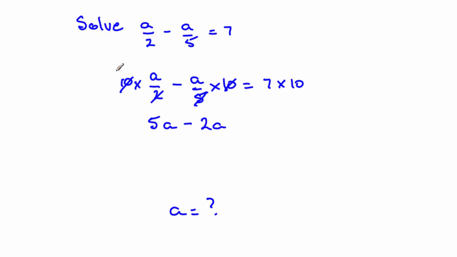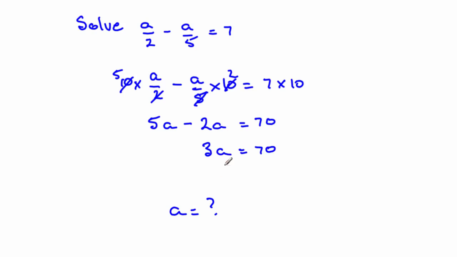Maybe we can actually put the 5 there. 2 into 10 goes 5. 5 into 10 goes 2. That gives us our 5a and our 2a. That's equal to 70. We now collect our like terms. So 5a take 2a is 3a, which is equal to 70.